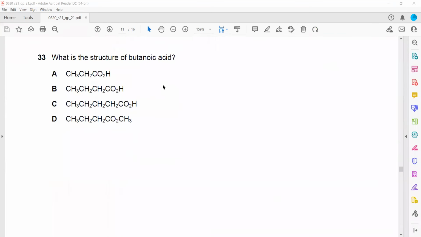Question 33, what is the structure of butanoic acid? So for a carboxylic acid, C double bonded with O and H, or we can also say COOH, or we can also say CO2H. We can represent it in this manner. But means n equals 4, like there are 4 carbon atoms. So this is 1, 2, 3. So this cannot be an answer. This is 1, 2, 3, 4 carbon atoms. So this is butanoic acid.